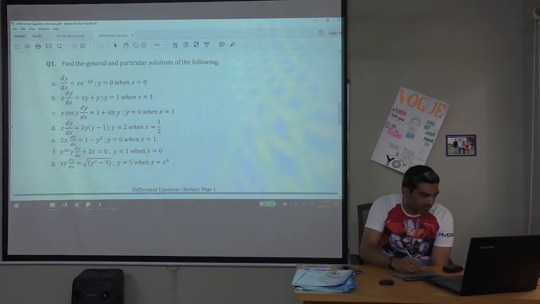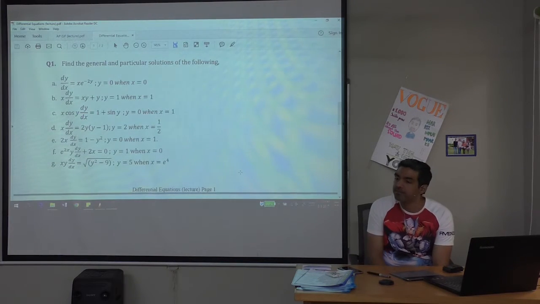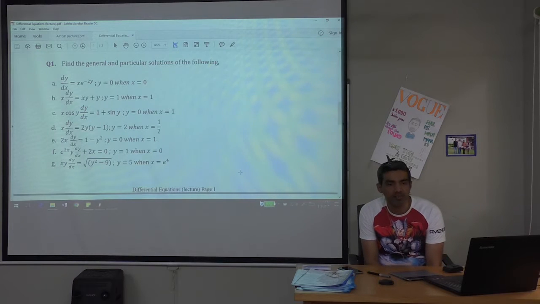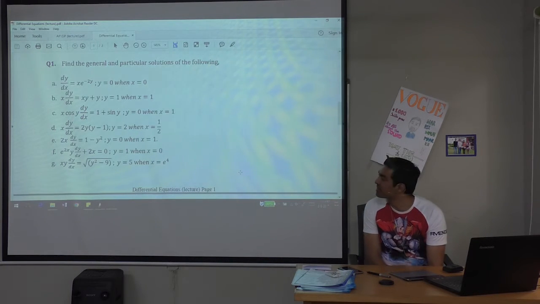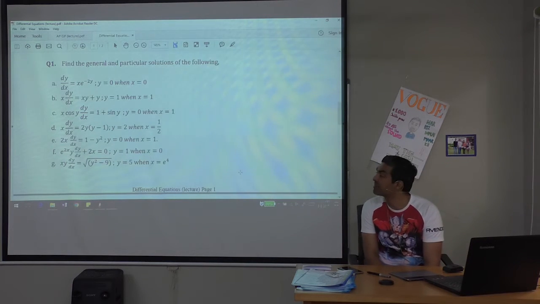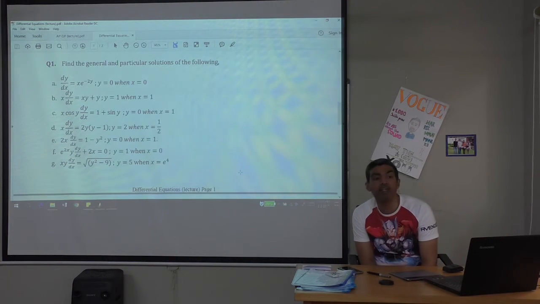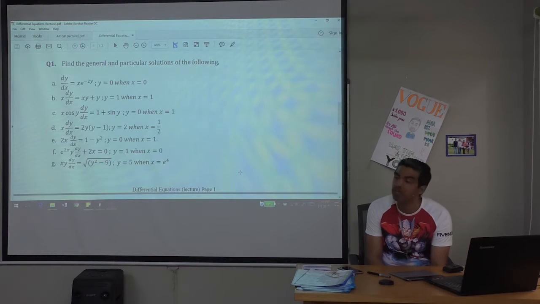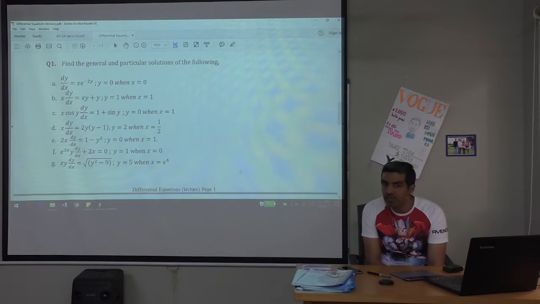Do you think all of them are first order differential equations? Yes, because all of them have the first derivative in it, right? If some of them had a second derivative also in it, it would have been a second order differential equation. If some of them had a third order derivative in it, like a d cube y over dx cube, it would have been a third order differential equation. Are we good till here?